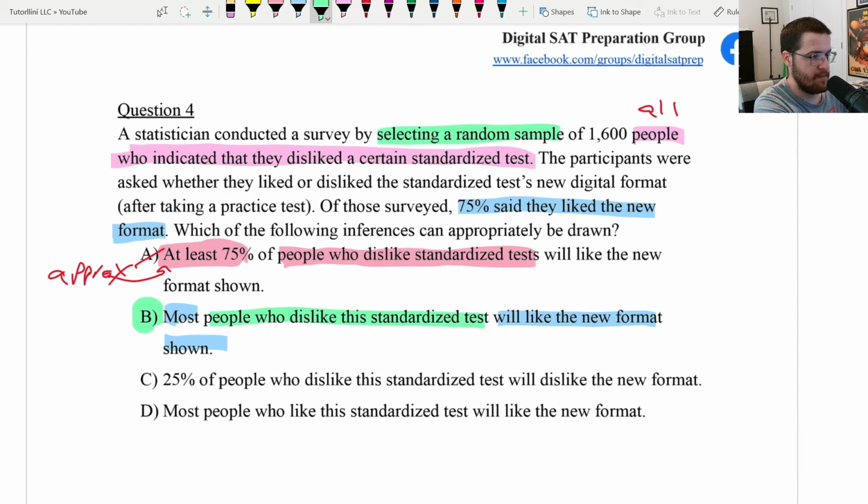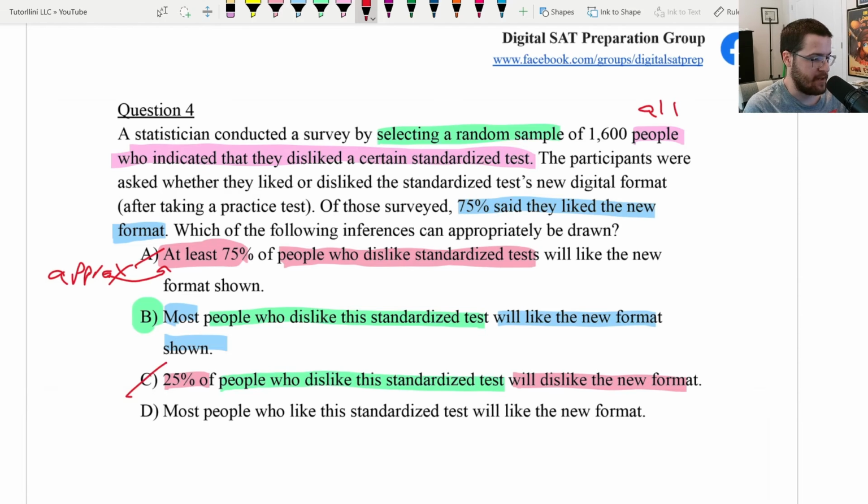Let's look at the other answer choices. Okay, this is people who dislike this standardized test. That's the right population. But then it says 25% of people will dislike the new format. The question didn't tell us that at all. The survey was not necessarily binary. Maybe it's 75% liked, 25% disliked, and then 5% said no opinion or something like that. So we don't know that 25% said that. And there's already an answer that's way better anyway, so this is wrong.